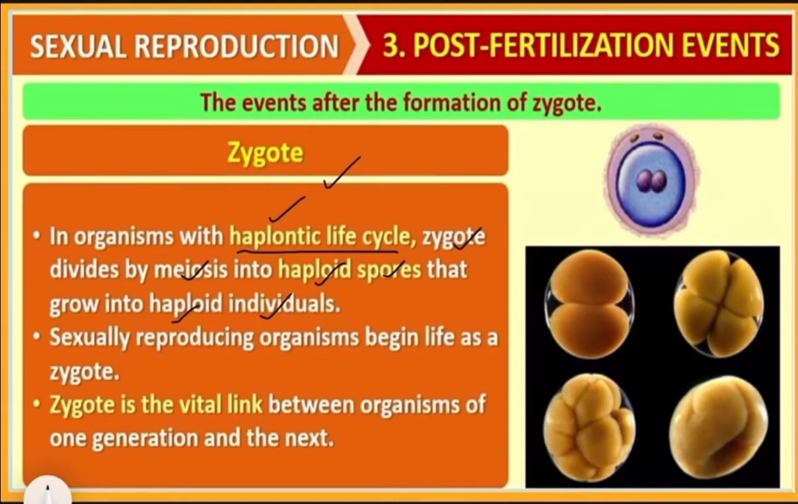While in other cases, sexually reproducing organisms begin life as a zygote. Here, the zygote directly converts into a new individual because in this case, the parent body is diploid. Clear? So, the zygote is the vital link between organisms of one generation and the next.